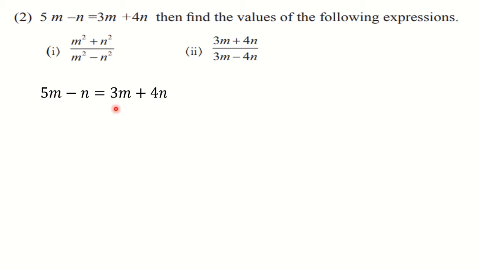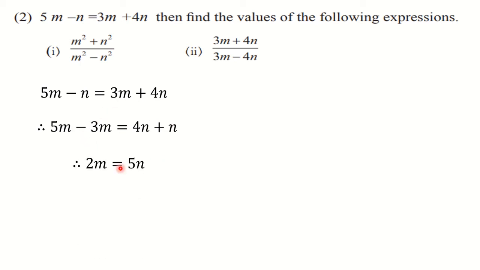Now for solving the equation, we always equate the like terms. Like terms we take on either side and then we solve. So this 3m we are going to shift to the left hand side. At the same time this minus n we will shift to the right hand side. So what will we get? 5m minus 3m is equal to 4n plus n. Minus n will become plus, and plus 3m will become minus when you change the side.